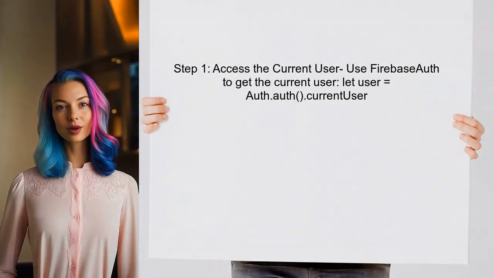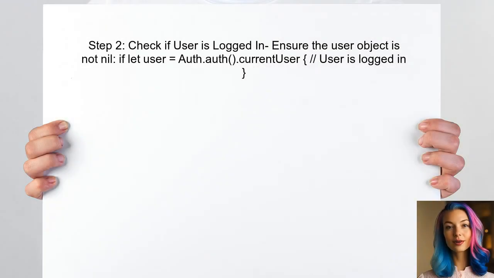To resolve the issue, the user first needs to ensure they have the current user object available in their view controller. This can be done by accessing the Firebase Authentication instance. Next, the user should check if the user object is not nil. This is important because if the user is not logged in, the user object will be nil, and trying to access the UID will cause an error.